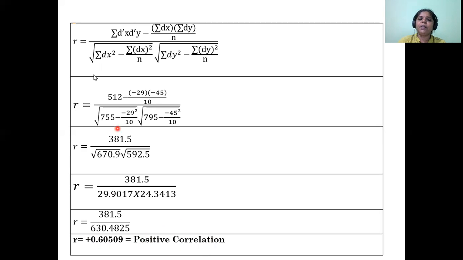So see students, this is the formula for finding the correlation coefficient under the assumed mean method. First you have to make the table, then you have to take the values from the table into the formula, and you will get the positive correlation.